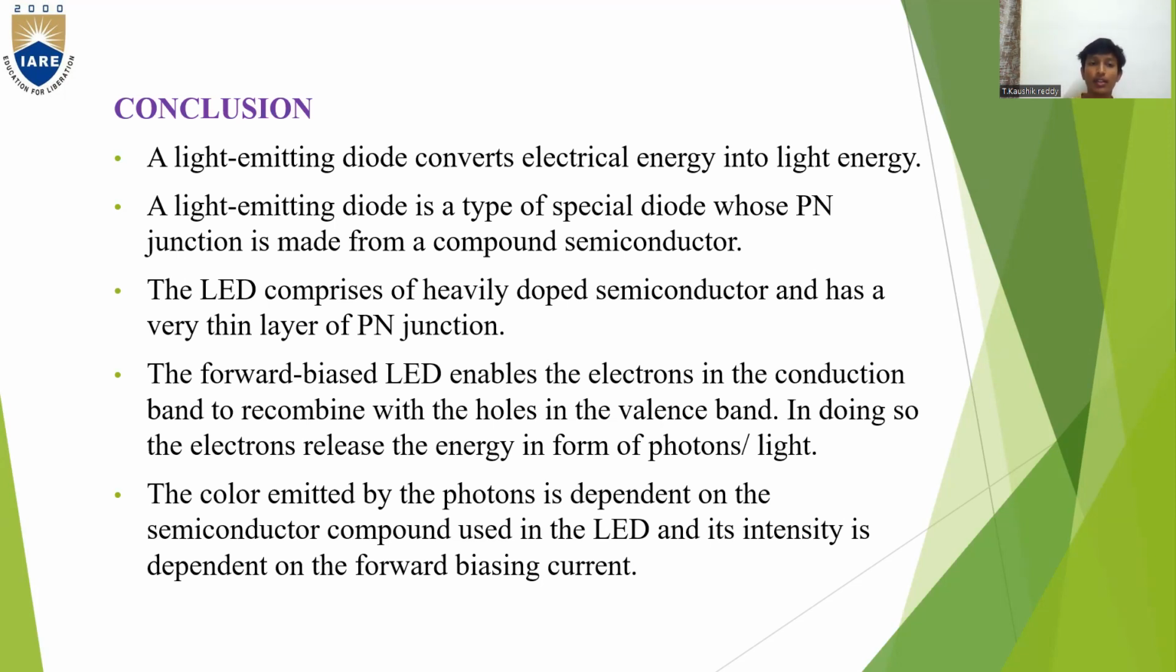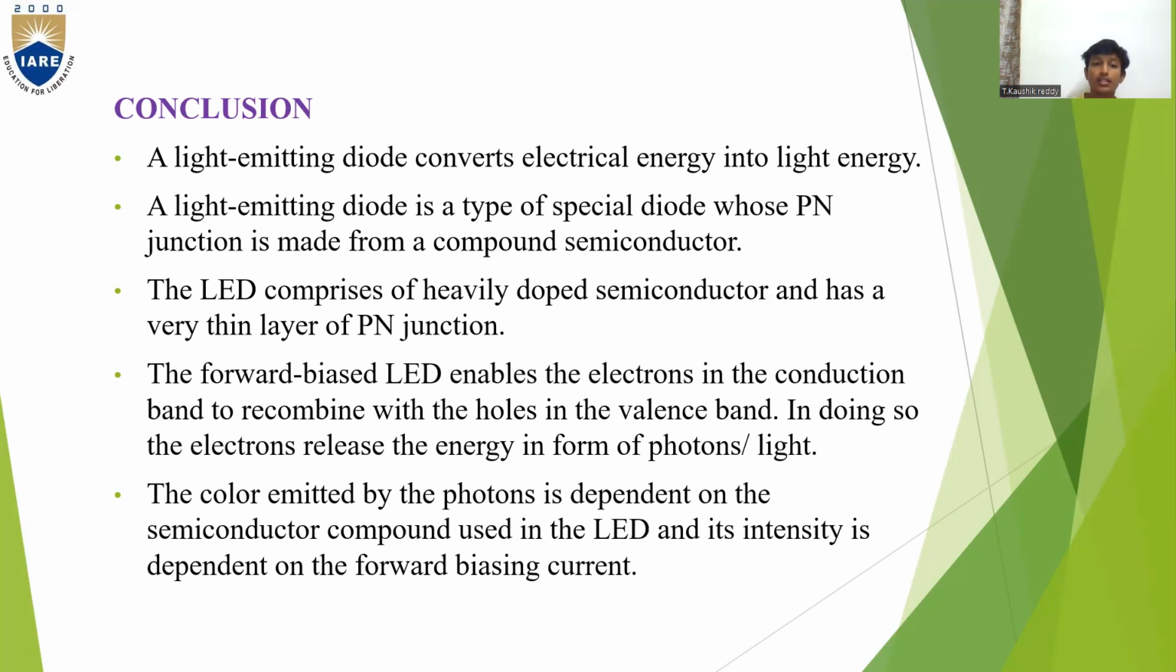Like we already told in the previous part, LEDs convert electrical energy into light energy, and they are made of a compound semiconductor. The LED comprises a heavily doped semiconductor and has a very thin layer of PN junction. And the forward biased LED enables the electrons in the conduction band to recombine with the holes in the valence band. In doing so, the electrons release the energy in the form of photons or light.